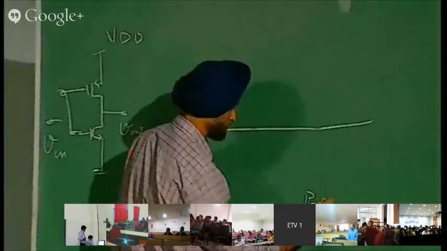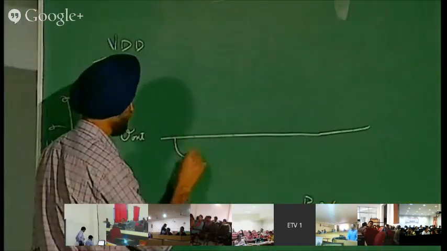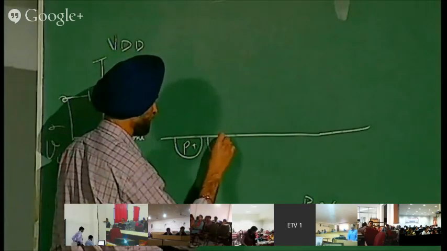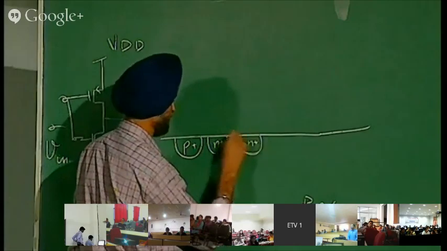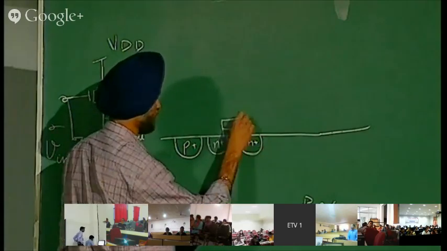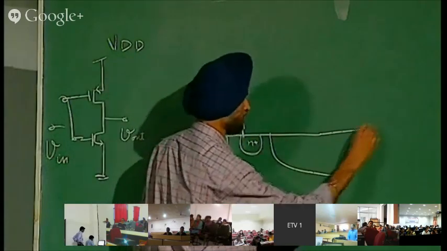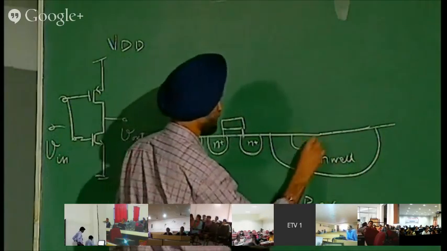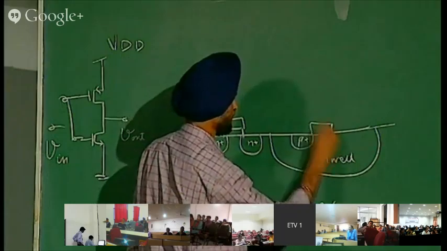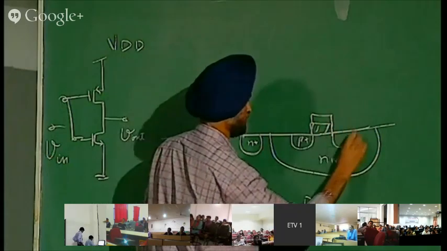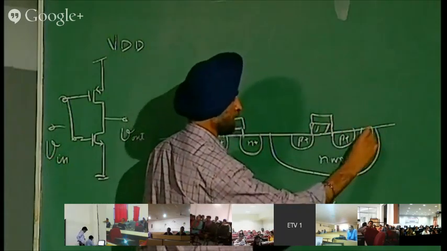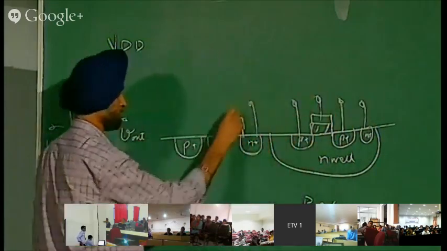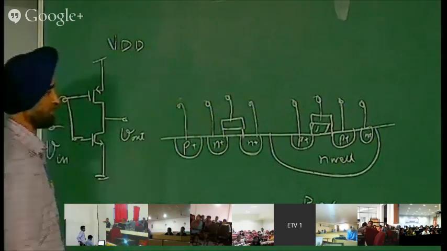This is the P plus substrate. We will have a P plus connection here, contact, then we have N plus, N plus, oxide and a gate, then we will have an N well here, P plus, the gate, the P plus, N plus, and we take all these contacts. This is the basic transistor structure.